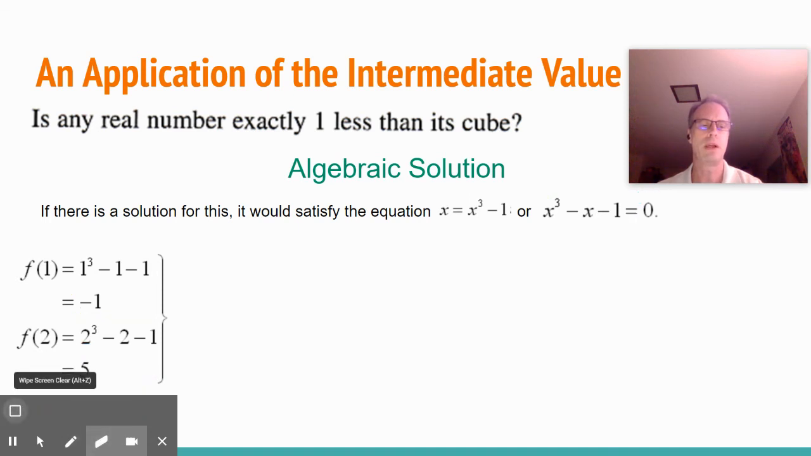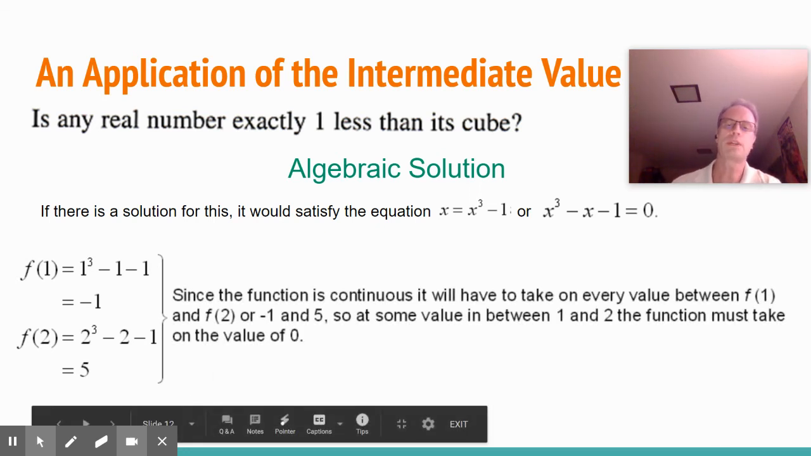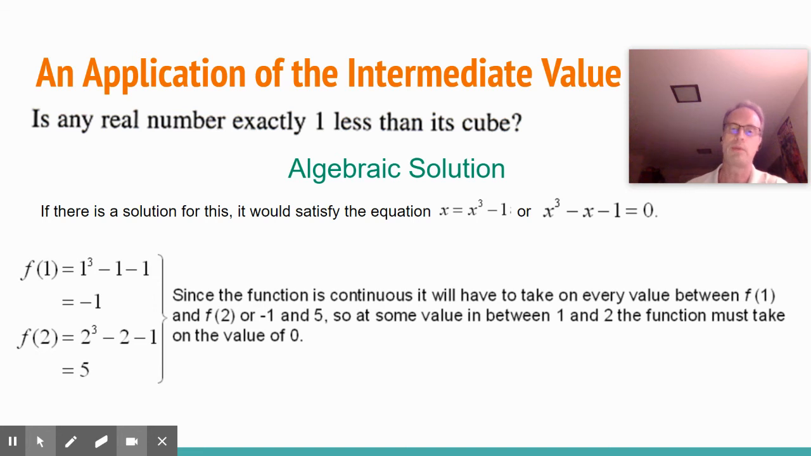I'm assuming people are going to say, well, yeah, the minute you have that, you can say that there has to be a solution because the function is continuous. Therefore, it has to take on every value in between f(1) and f(2), or -1 and 5, so there has to be some value in between 1 and 2 where the function takes on the value of 0. Ta-da! That's the intermediate value theorem. Now, how do you choose the values? You kind of just go with the easy ones, because 9 times out of 10, it's going to be something simple. 0, 1, 2, maybe a -1, something like that.